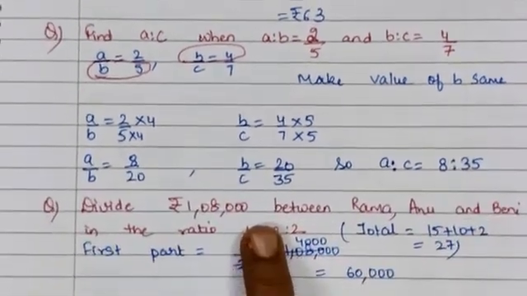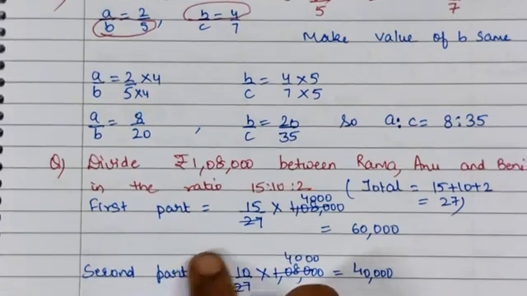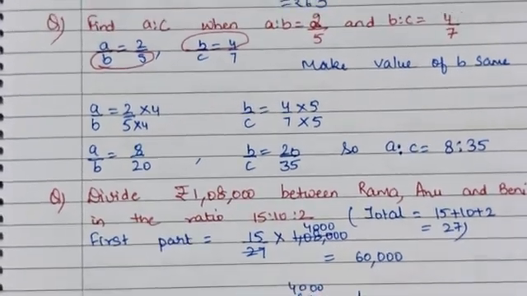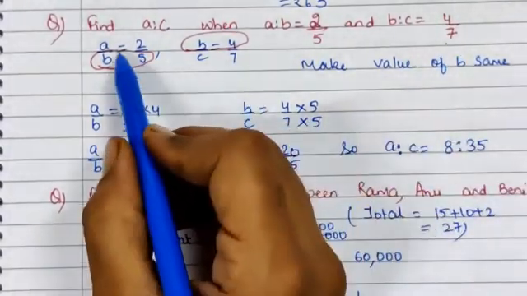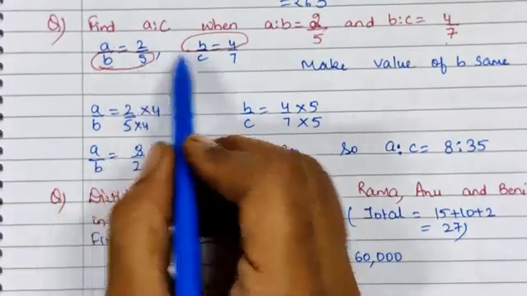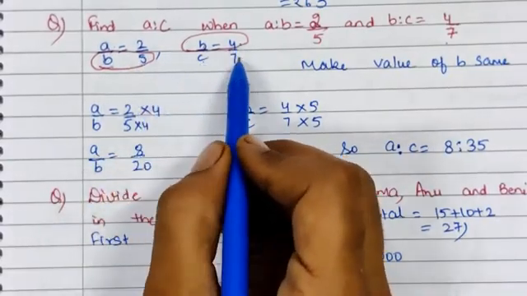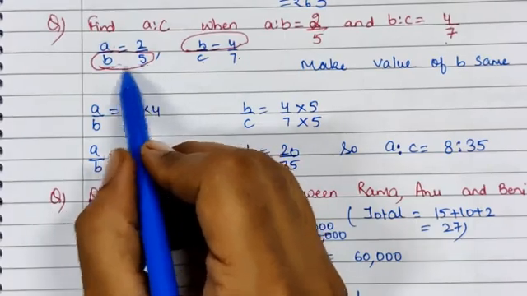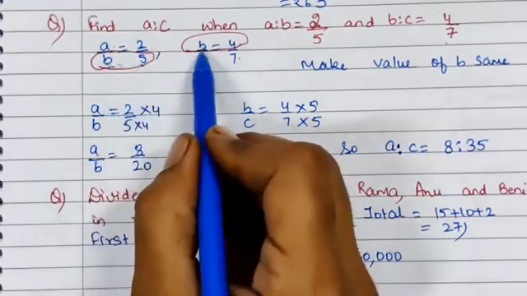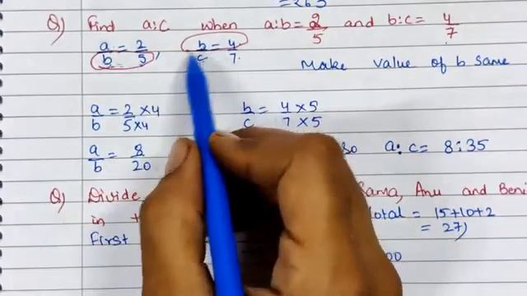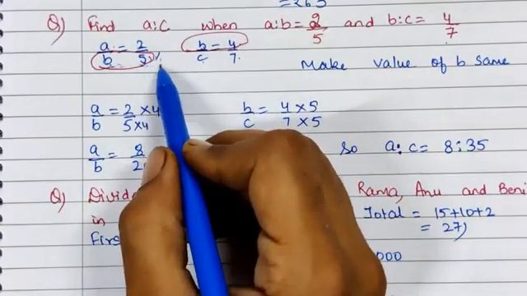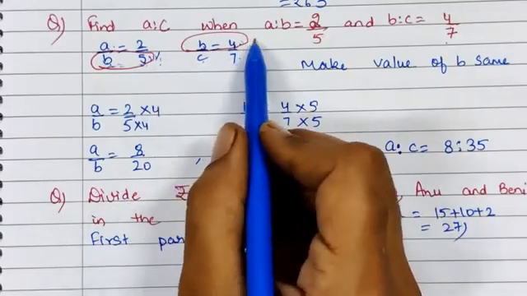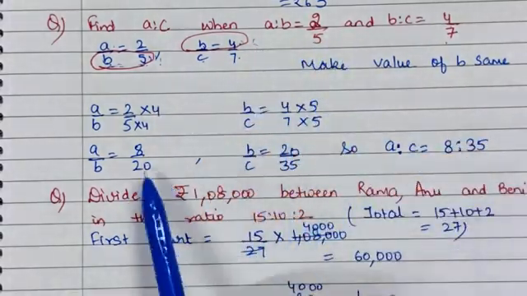Next one is find A ratio C when A ratio B is 2/5 and B ratio C is 4/7. Now A upon B is 2/5, B upon C is 4/7. Try to make B the same because B is B here, B is B. Now this is 5, this is 4. Multiply it with 4, you will get 20. Multiplying here with 5, you will get 20. So do it like this.